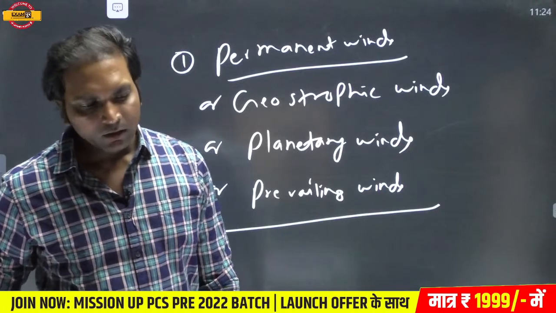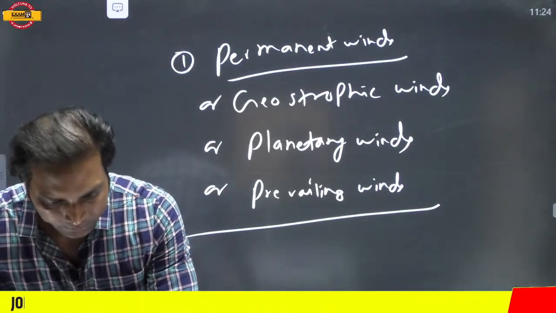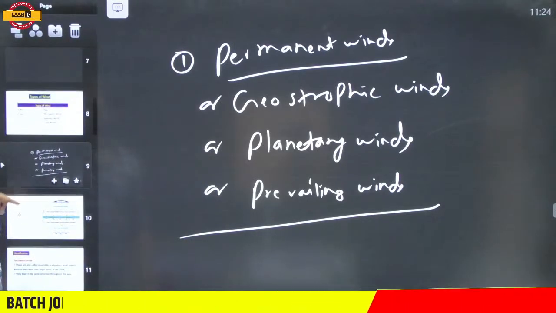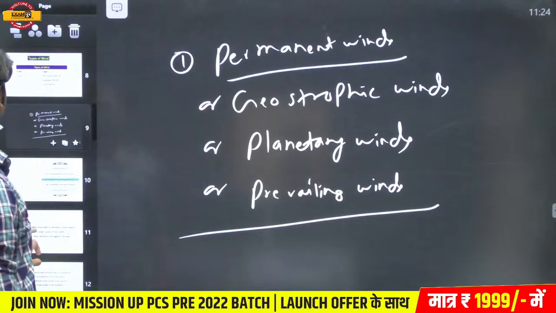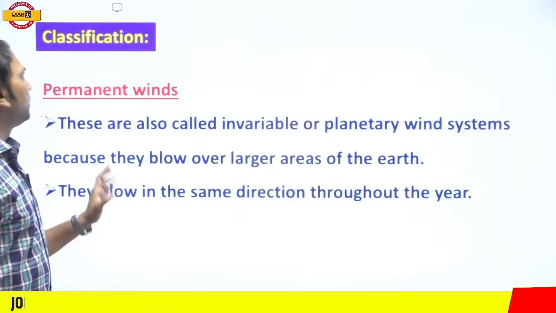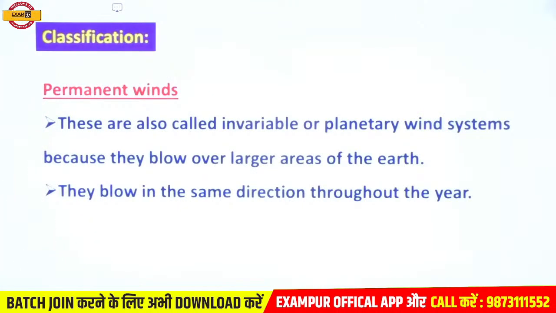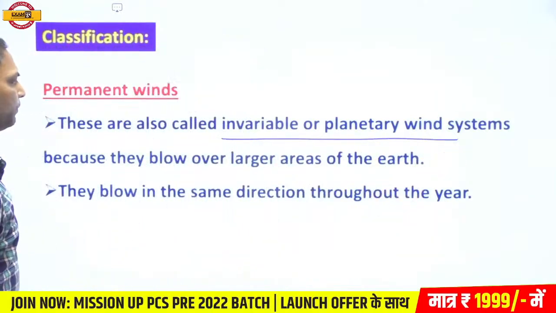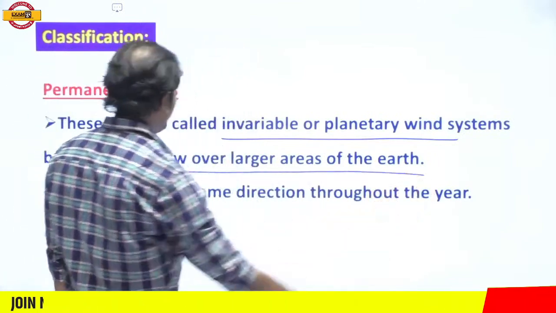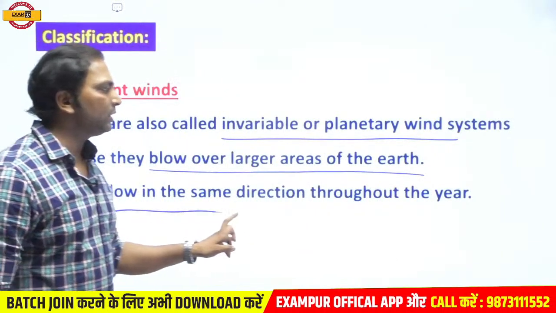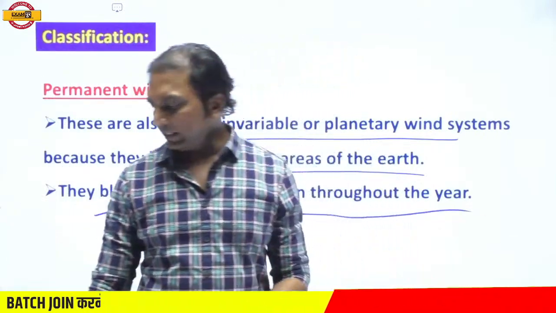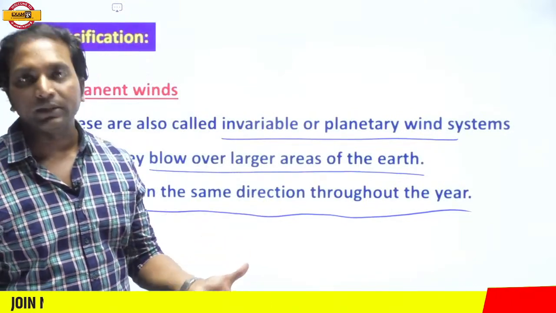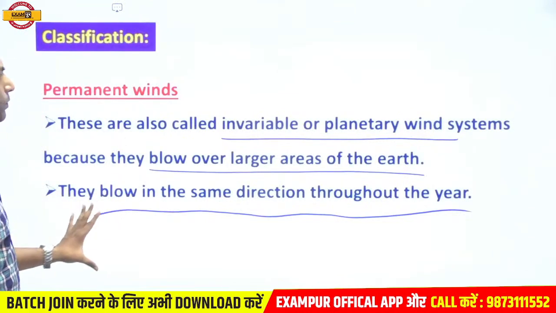Okay, these 4 names of these winds. And then you see here the permanent winds. These are also called the invariable or planetary wind system because they blow over larger areas of the earth and they blow in the same direction throughout the year. I am going to mention how these winds blow and the circumstances which create these winds. So you must remember these 2 points also.